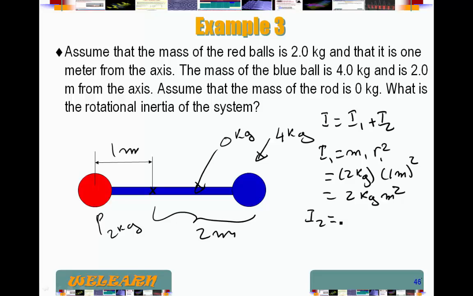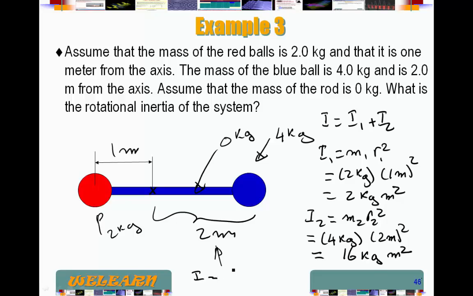I2 is m2 r2 squared, m2 being the blue mass, so that's 4 kilograms, and r2 being 2 meters, so that makes it 2 meters squared. 2 meters squared, that's 4. 4 times 4, that's 16 kilogram meter squared. That gives us an overall I of 2 plus 16, that's 18 kilogram meter squared.